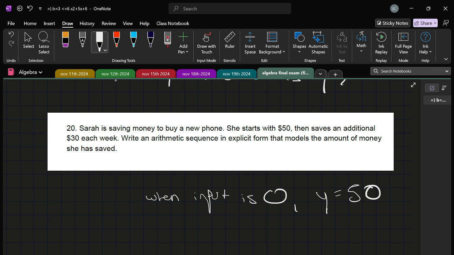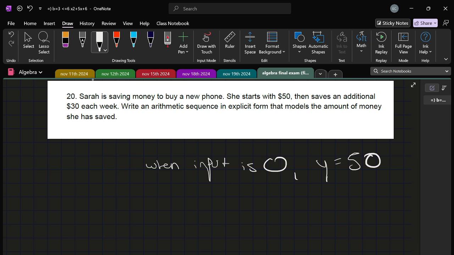That's the biggest thing that you should take away from trying to solve this. And then it says she saves an additional $30 each week. So as long as we don't attach a variable to the 50, we will be fine. So it would be y is equal to 50 plus some number times x for each week, right? And obviously it says she saves $30 each week. So if we put 30 here, after the first week, x is equal to 1. So it would add 30, and on the second week it would add 60 because 30 times 2 is 60. So that is how you would write a sequence for number 20.